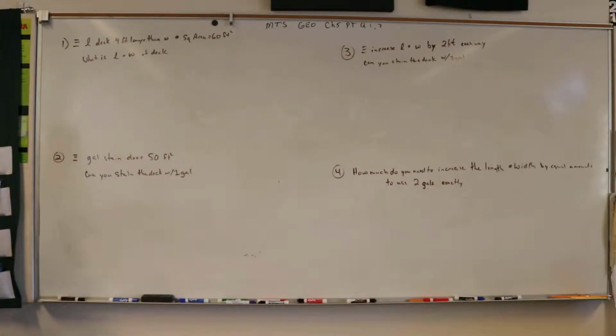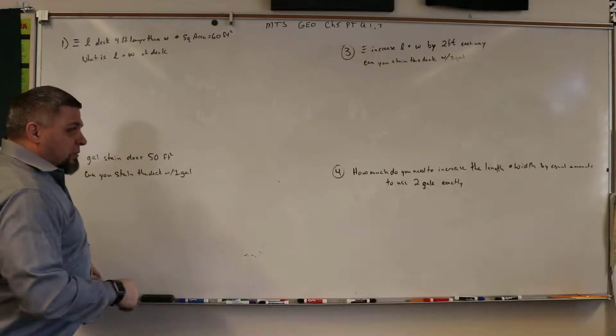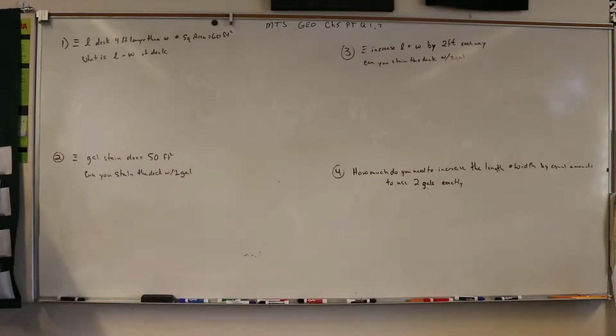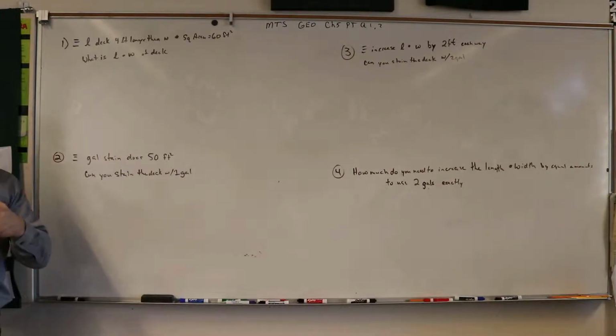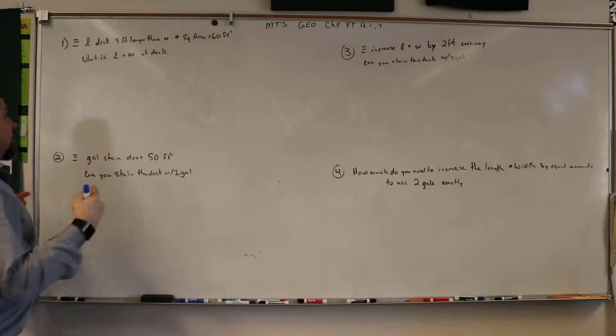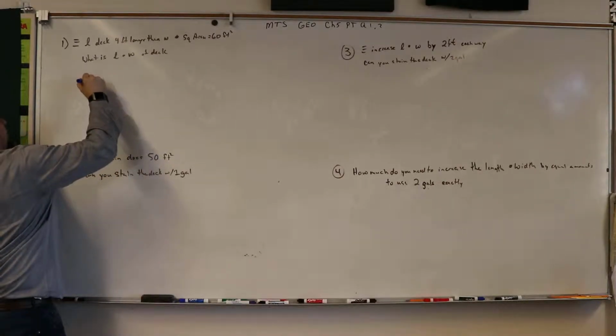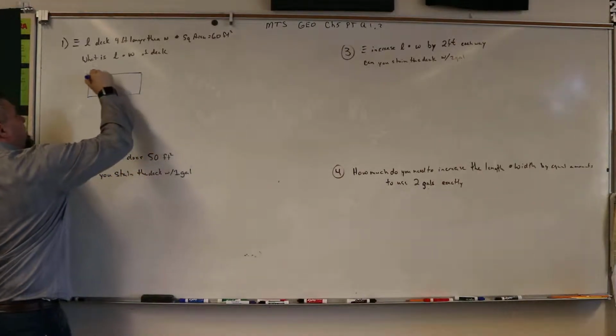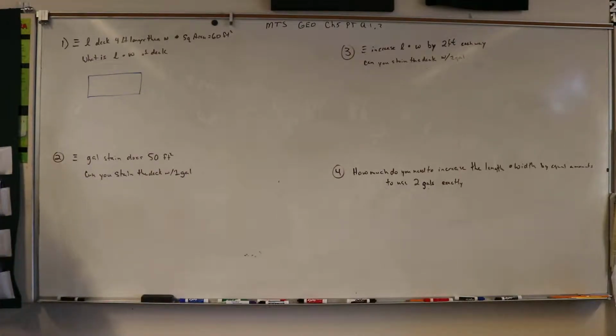If the length of the deck is 4 feet longer than the width, and the square area of the deck is 60 square feet, then what is the length and width? Okay, so that's exactly what students say. And that's why we have to figure out how to set this up, because this is a problem that may end up on the state test. So can't you just square the area?